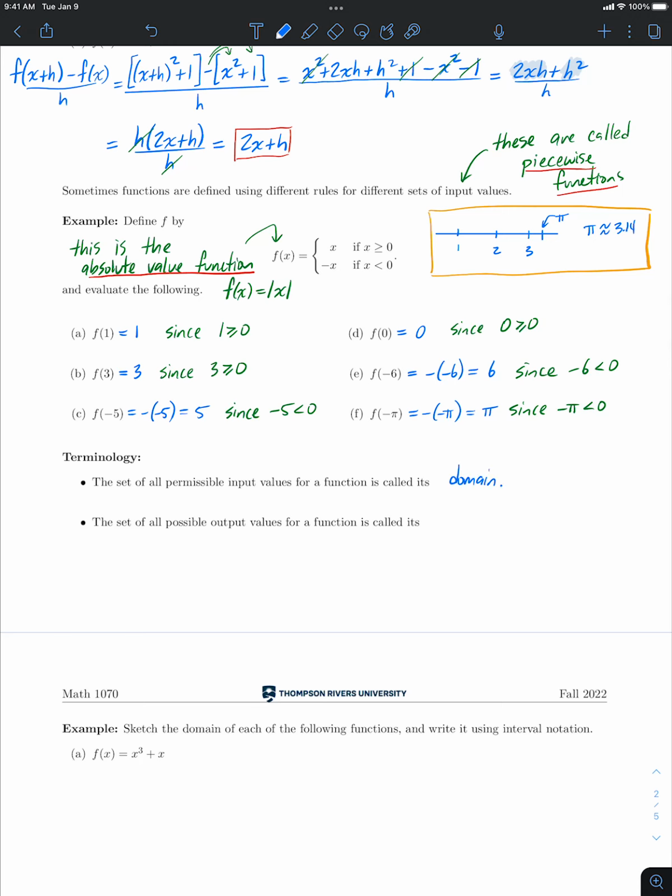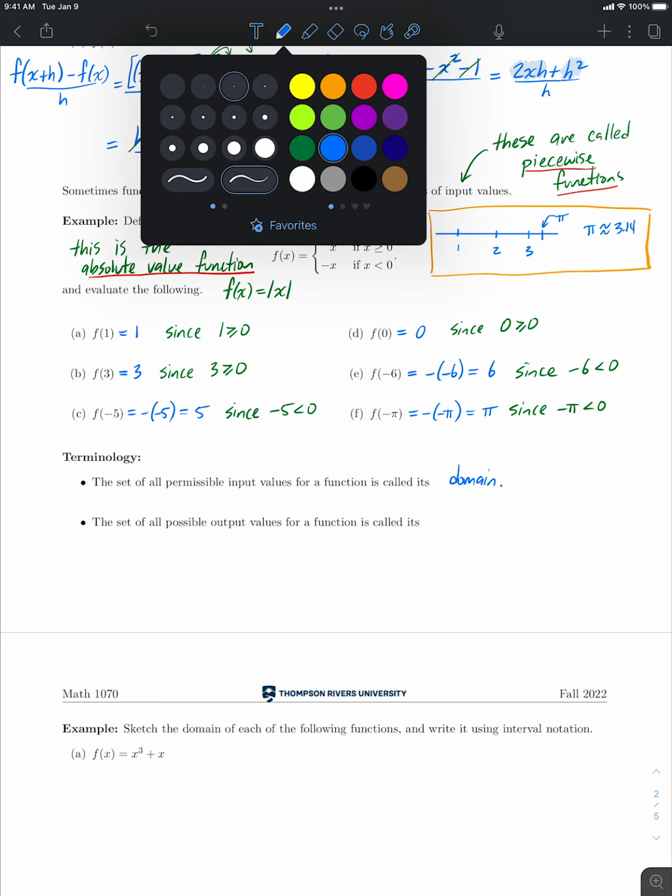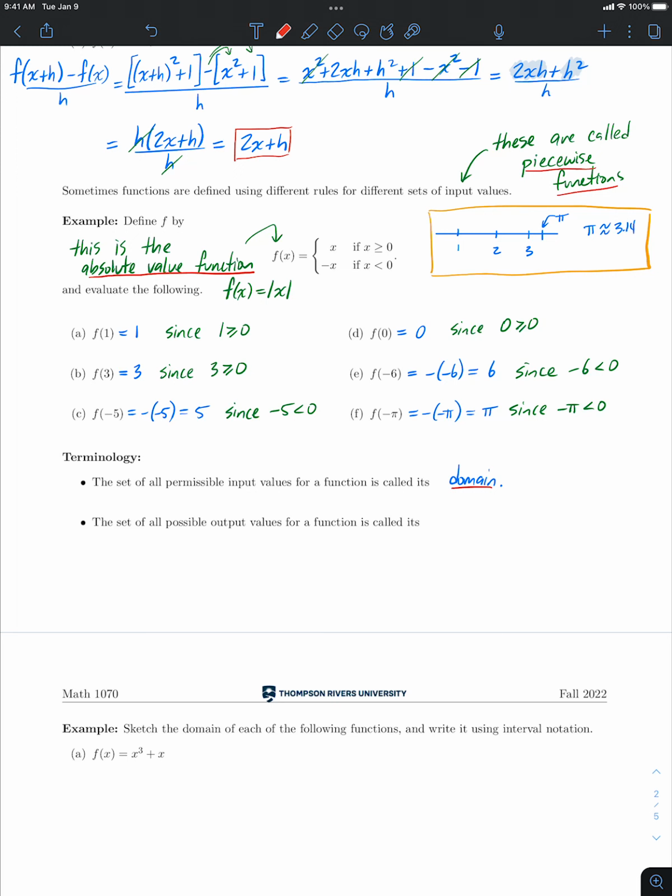So the domain of a function is just a set of all possible input values that you can plug into it. And then if you go the other way and say, well, what about all the possible output values and put them together into a set? Well, that's called the range. Okay, so those two terms are important. They're important aspects of any function, and we will take a look at them next.